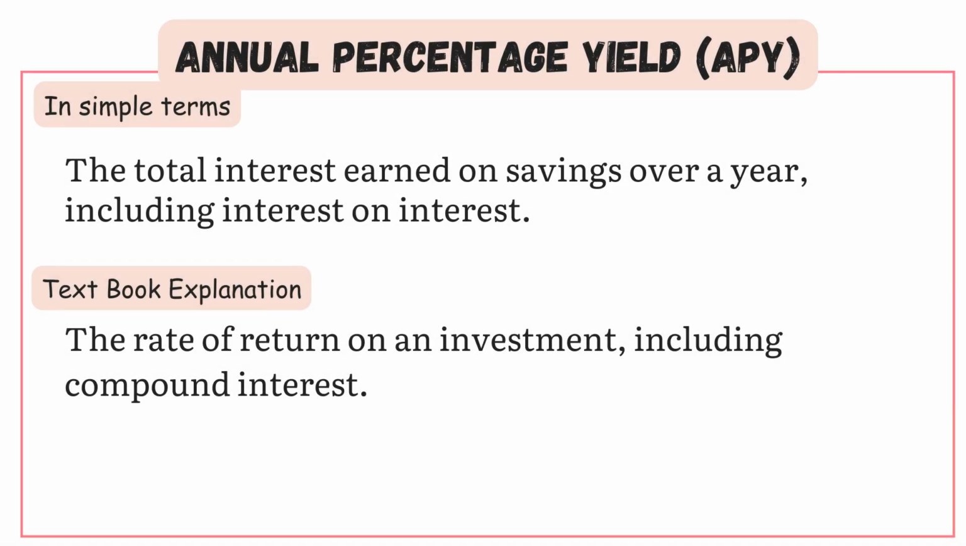Annual percentage yield, APY. In simple terms, it is the total interest earned on savings over a year, including interest on interest. As per textbook definition, annual percentage yield, APY, is the rate of return on an investment, including compound interest.